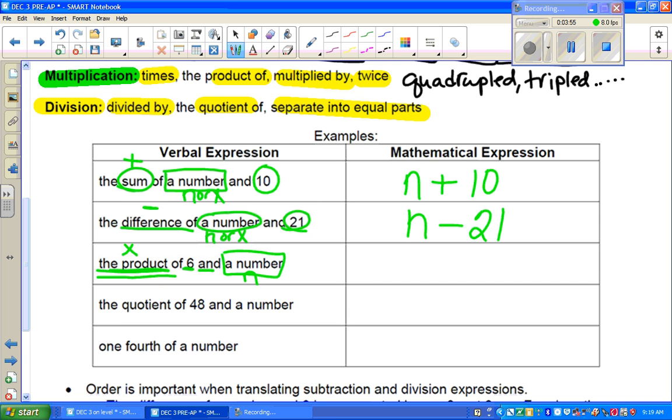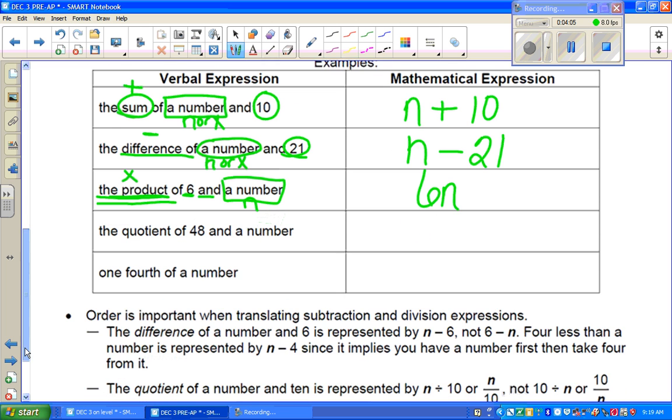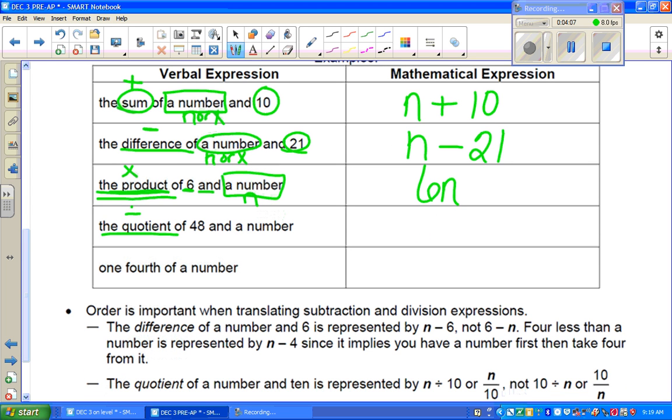Remember that when we're multiplying by a variable, we do not have to use a multiplication sign. So we're simply going to put 6n. The quotient of 48 and a number. That means to divide. And we can write this in fraction form. So we'll have 48 on the top. 48 is your numerator, and n is your denominator. That means 48 divided by n.